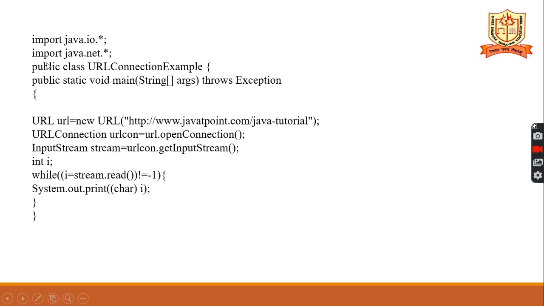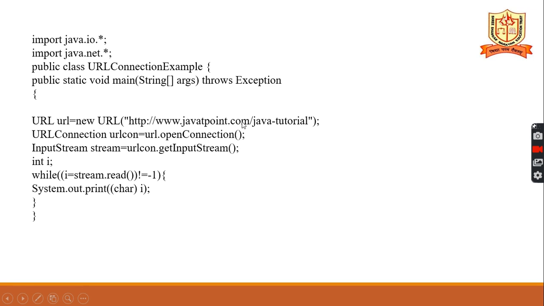See here. You have to import the IO package for the input output stream, and the net package for the URLConnection. All these URLConnection classes are present in the net package. That's why you are importing both the packages. So public class name, and then this is a method. The URLConnection and URL classes throw exceptions. Either you can write a try catch block or you can use throws Exception. Is it clear? And after that you are writing the URL object equals new URL.